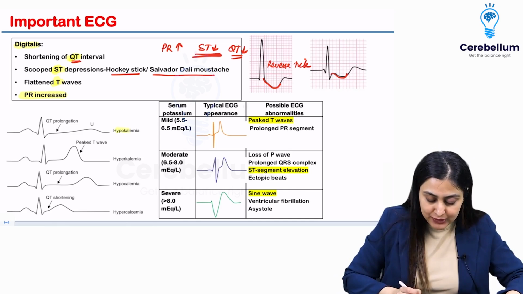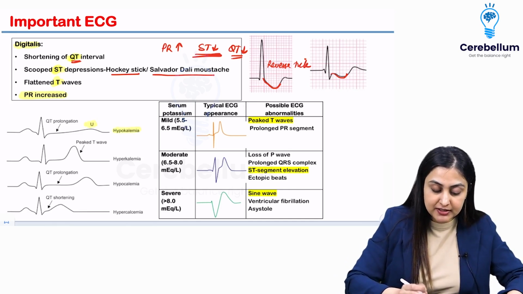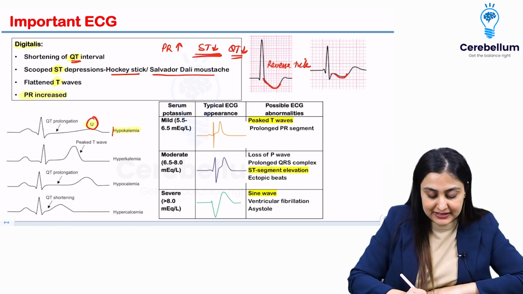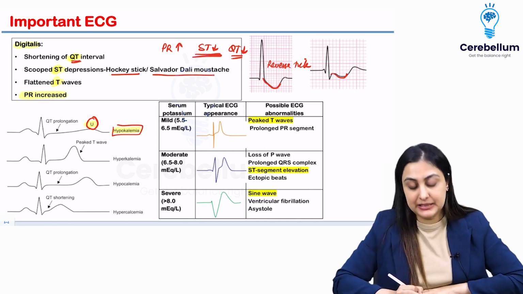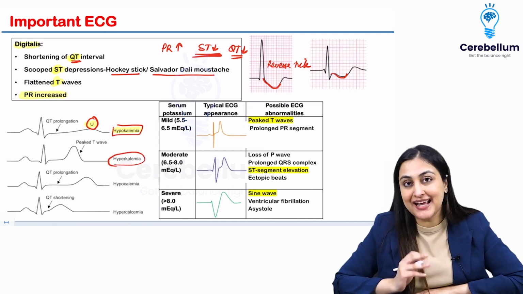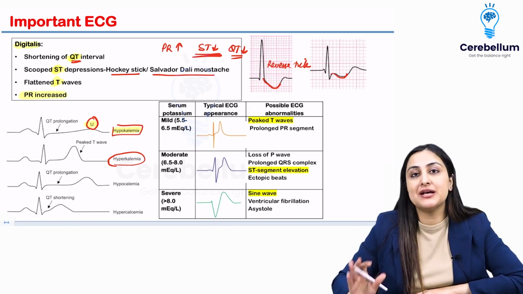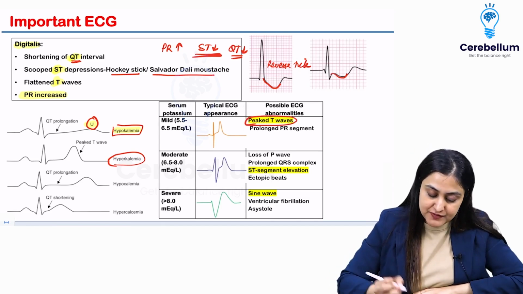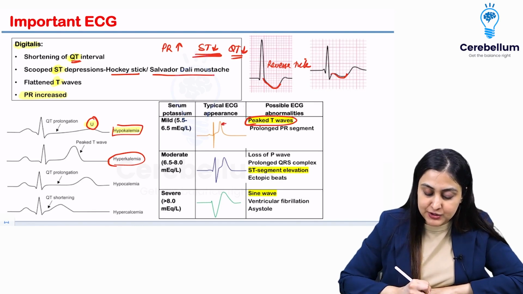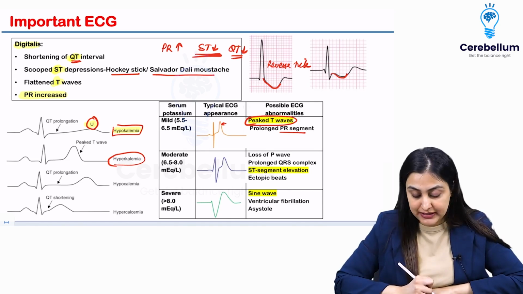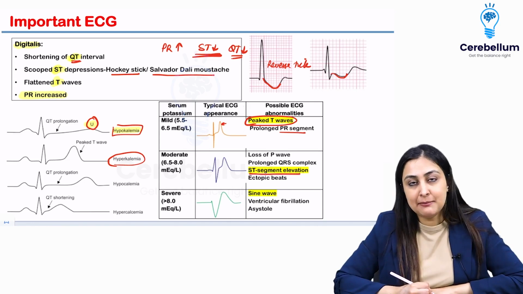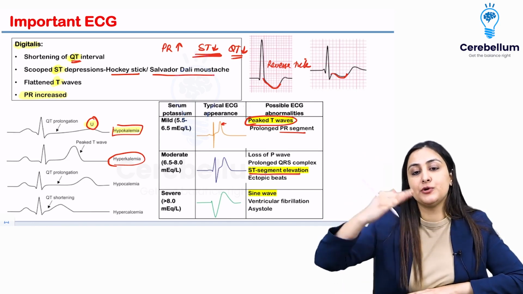Hypokalemia, you want to remember underkalemia, and you are going to see a U wave. So U wave is the prominent finding in hypokalemia. Hyperkalemia is very important. If you remember MI changes, hyperkalemia is the same. The earliest change in myocardial infarction is tall T waves. That's the first change that we have in hyperkalemia. You start to have these peaked tall T waves and the PR segment also increases. After that, you have ST segment elevation. Same in STEMI, you have tall T waves followed by ST elevation.